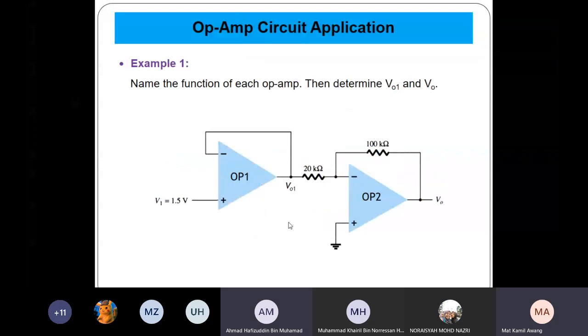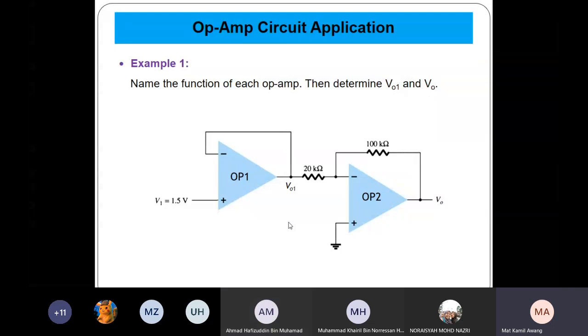So now, this is an example. Something like this will come out in the test. Let's say I have a circuit shown as in the diagram there. First, maybe I say identify what is OP1 and OP2. So can you identify what kind of amplifier that is?